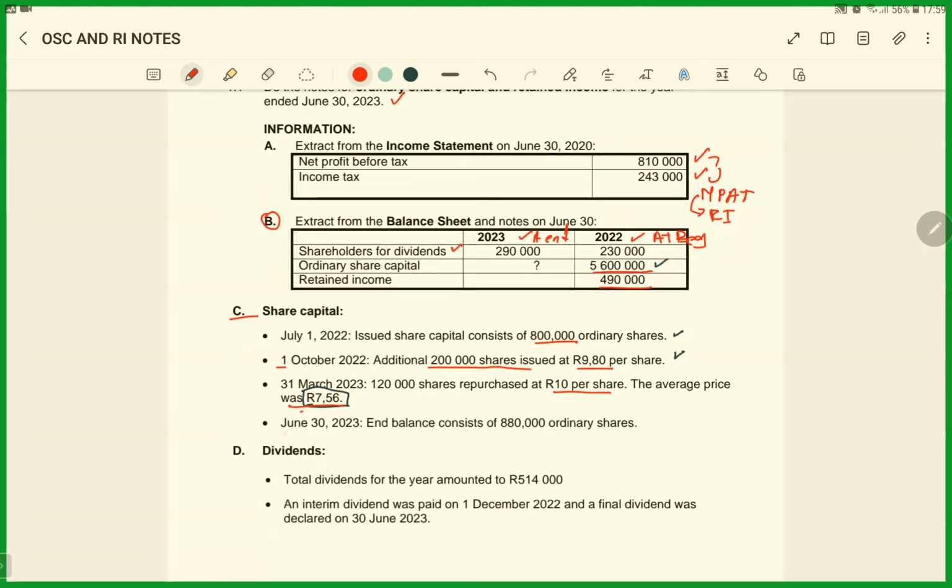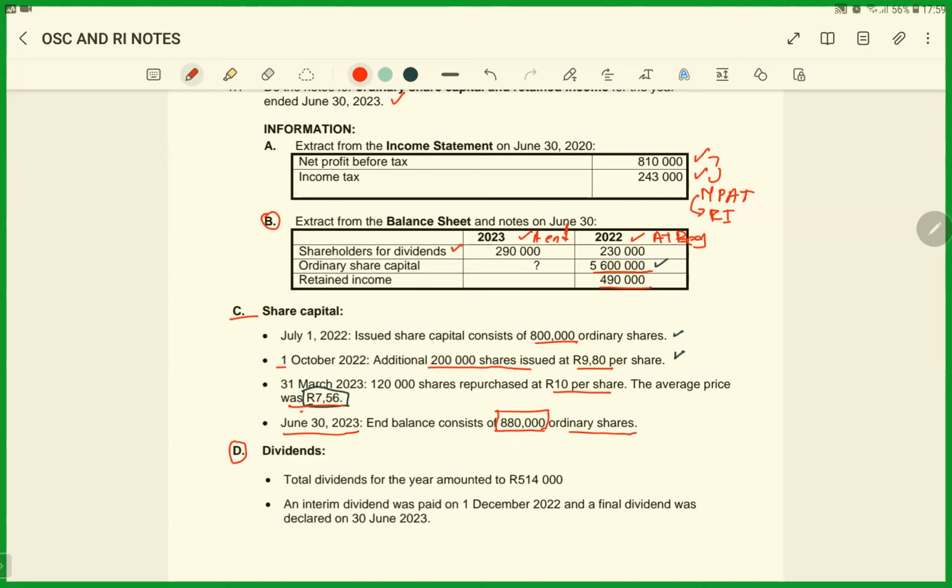Then we are told that on 30 June 2023, the balance consists of 180,000 ordinary shares. So these are the number of shares at the end of the year. These are the number of shares available in the share register at the end of the year.